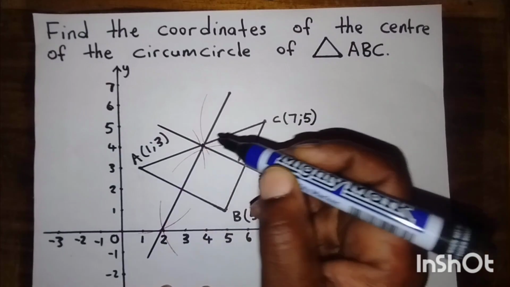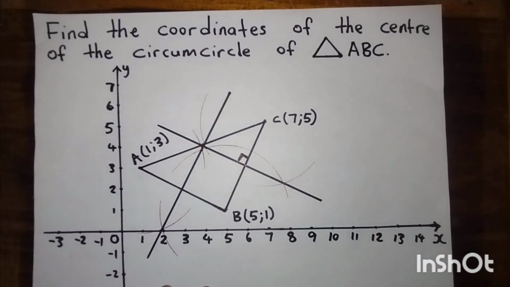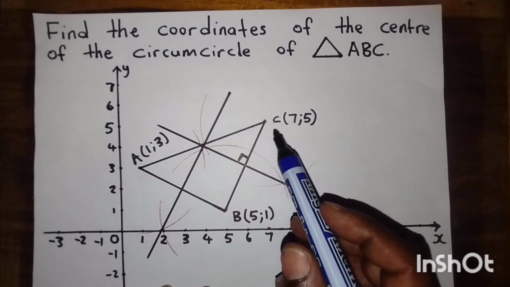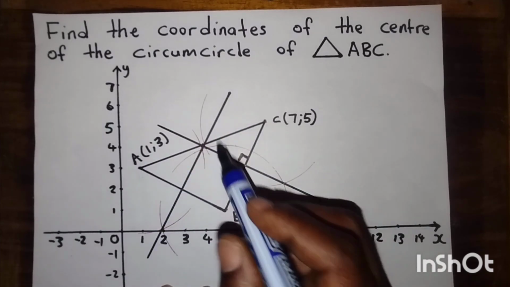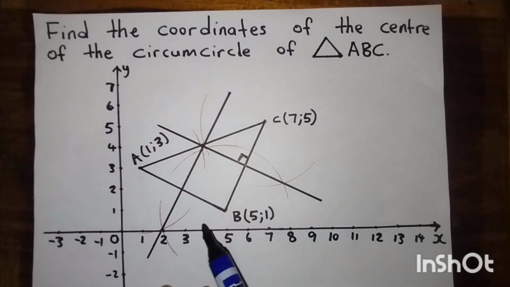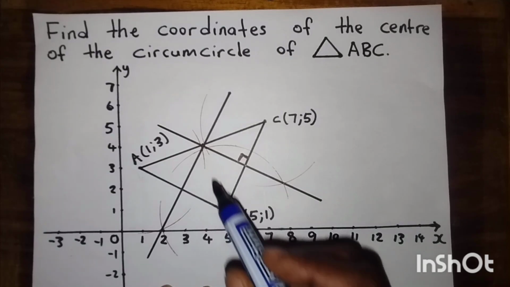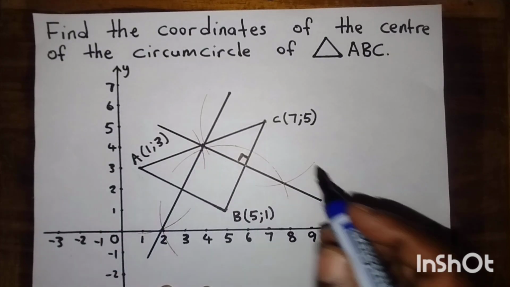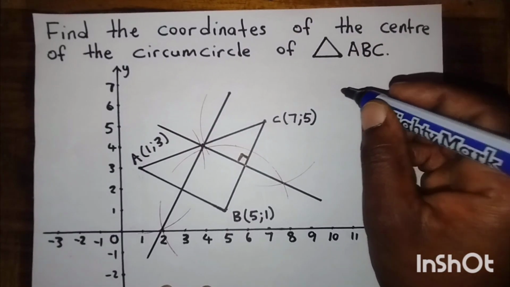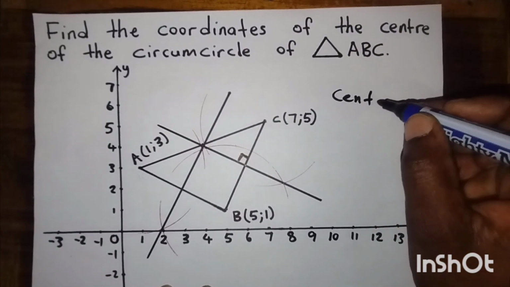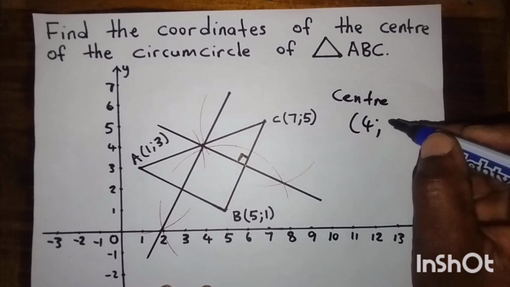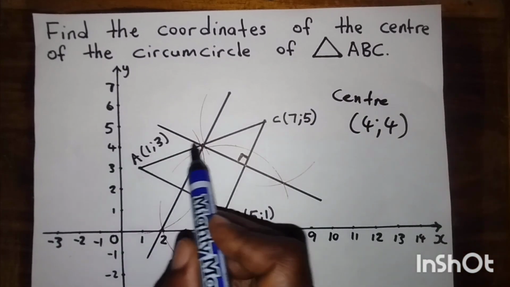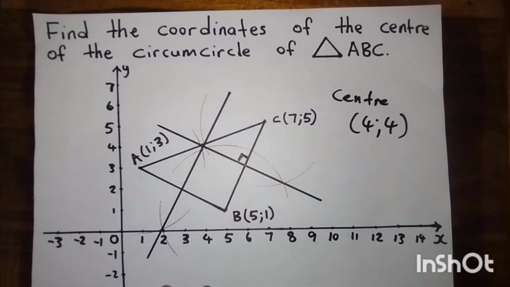From construction we can see that if I draw the circle which circumscribes triangle ABC, the center of the circle will be at this point. So it's roughly the x coordinate is 4 and the y coordinate is 4. So the center of the circle from construction is about (4; 4). The y coordinate is 4, as you can see, and the x coordinate 4.